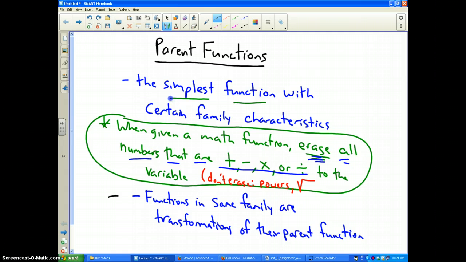Last, functions in the same family are transformations of their parent function. And the next few video examples are going to talk about transformations, but we need to understand what a parent function is first. So again, if you need to pause this screen, please do, but I'm going to go forward and do some examples for you.